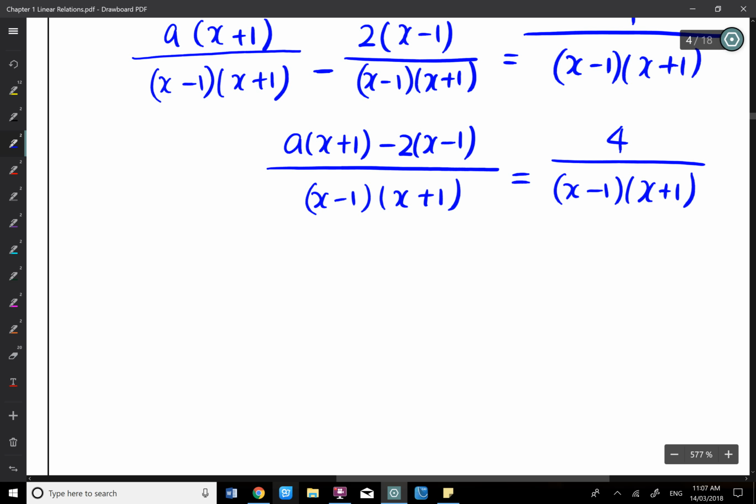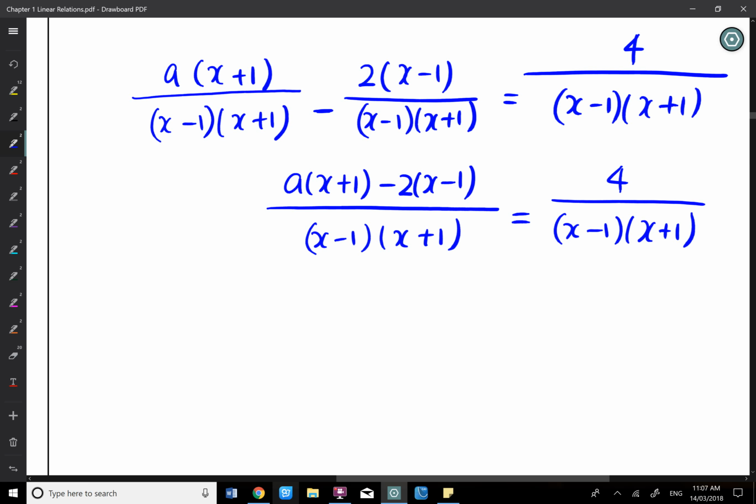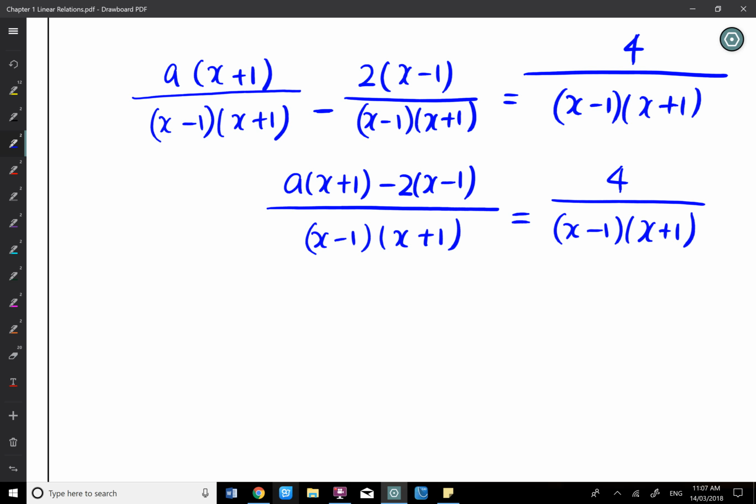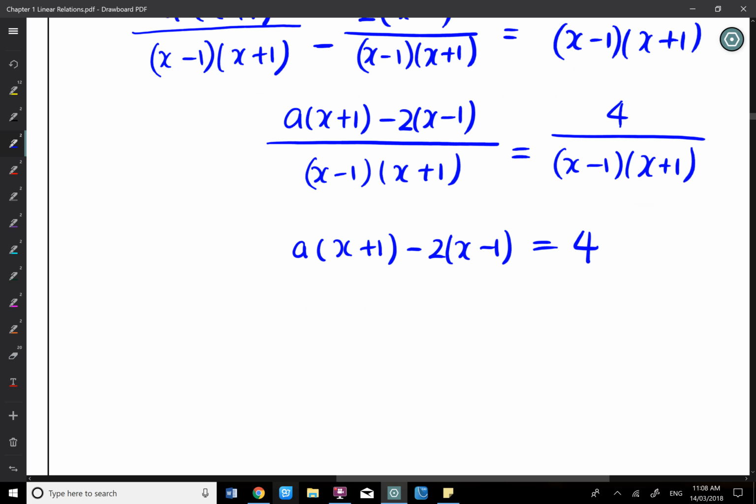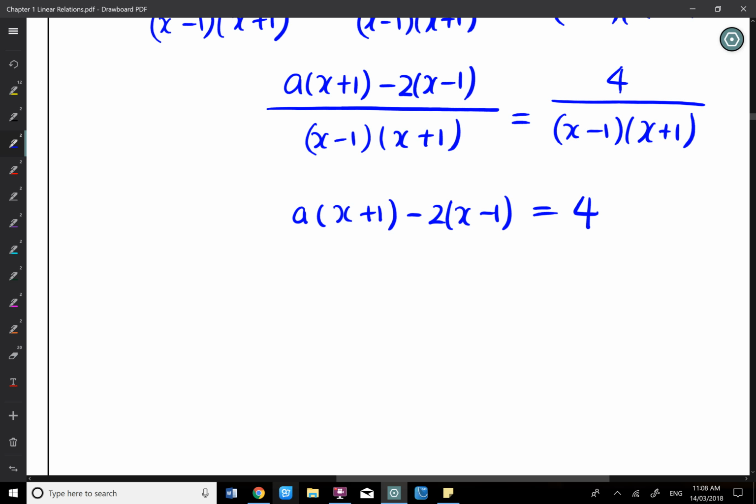So now we have two fractions which are equivalent to each other, and you can see their denominators are the same. What you can say about the numerators is they must be equal. I don't care about the denominator now, since they are already the same. So a times (x plus 1) minus 2 times (x minus 1) must be the same as 4. So ax plus a minus 2x plus 2 equals 4.